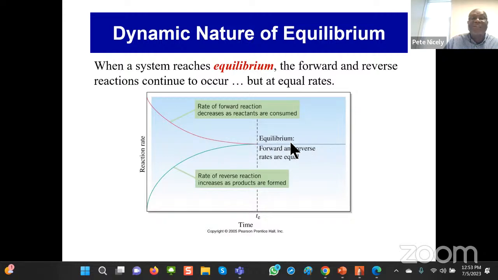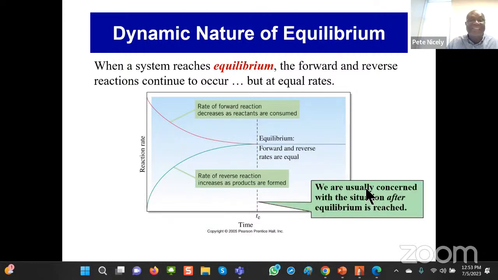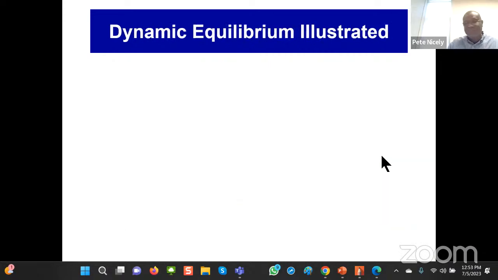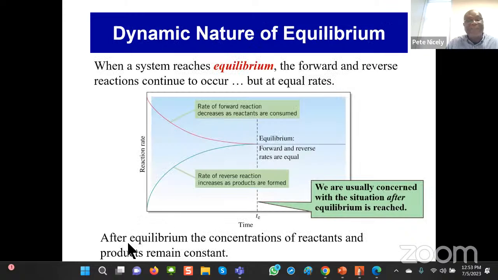And you'll notice that they both are at the same level right here, and that's because it's in a state of dynamic equilibrium where the forward reaction rate and the reverse reaction rate are both one and the same. And as I mentioned before, after equilibrium, the concentration of both the reactants and the products will be constant, all right? So in this chapter, what we're mainly concerned about is what happens after this point right here, where equilibrium is achieved, all right? So that's basically what equilibrium is all about.